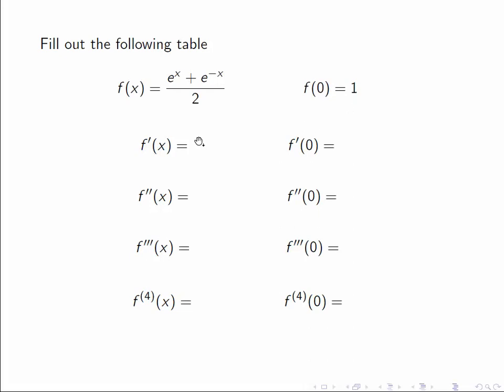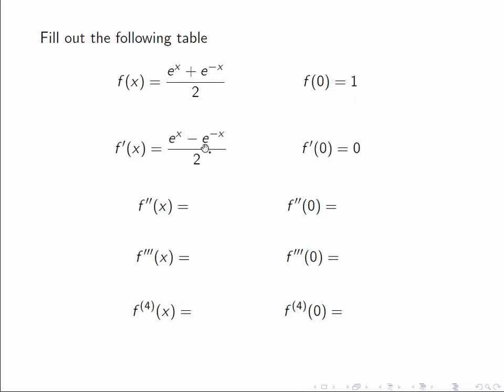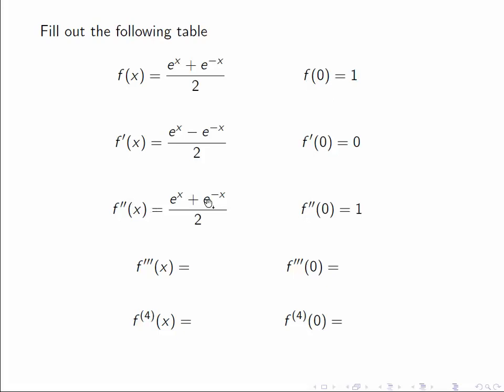The first derivative is (e^x - e^(-x))/2. When we evaluate that at 0, we get 0: 1 minus 1 over 2. When we do the second derivative, we're back again to what we started with, (e^x + e^(-x))/2. So when we evaluate that at 0, we get 1.